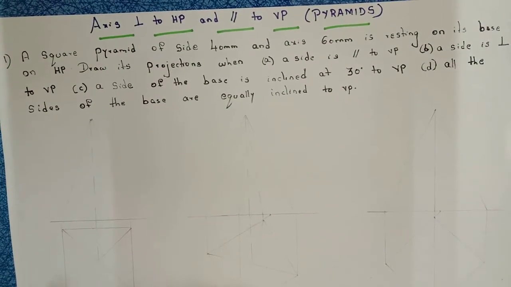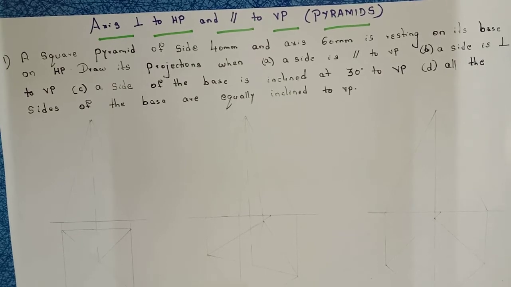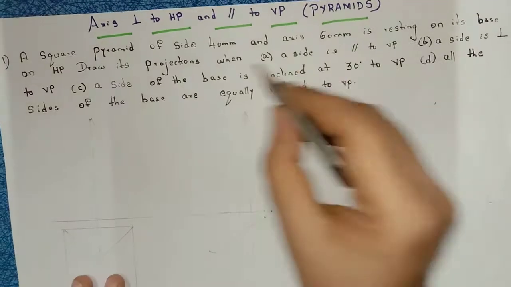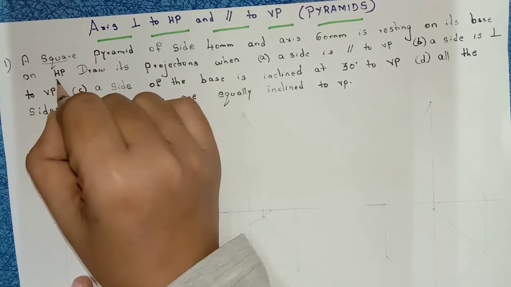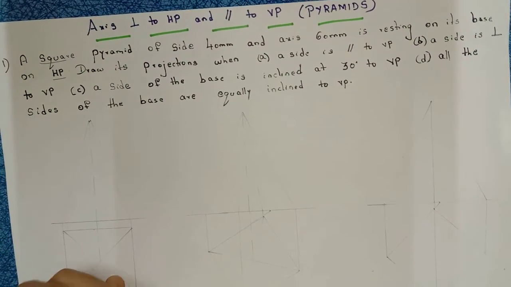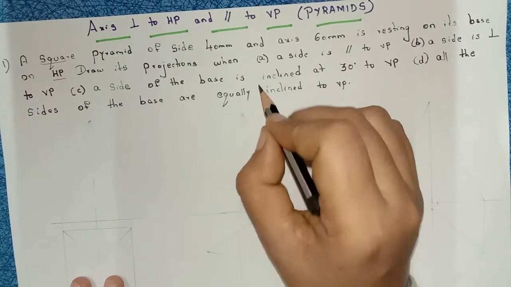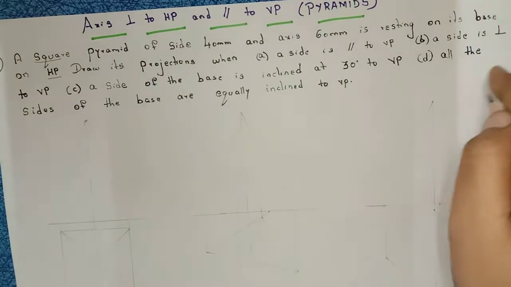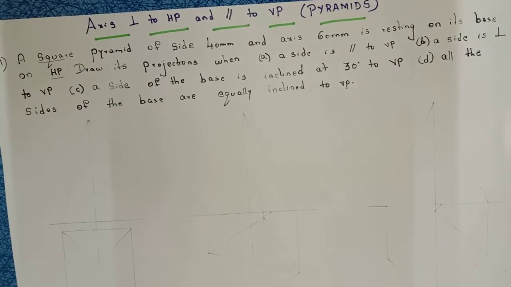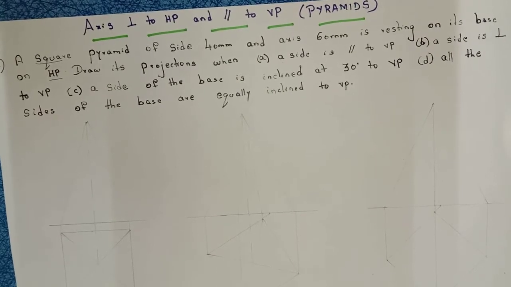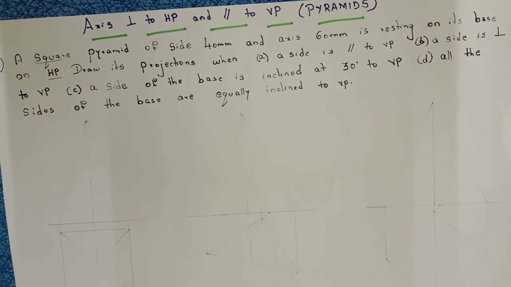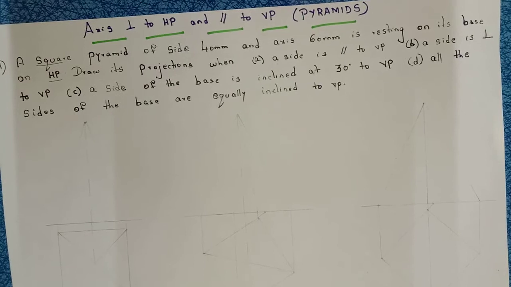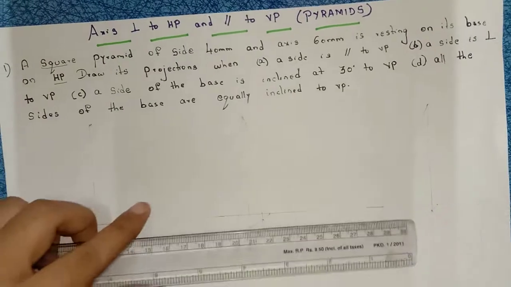In this question, they clearly mention that you have to construct the square pyramid. The side of the square is 40 mm and the axis is 60 mm. You have to construct the square on HP. Here they mention the A, B, C, D bits. A bit is one of the sides is parallel to VP. B bit is one of the sides is perpendicular to VP. So let us see how to solve this problem. In this question they didn't mention any distances. So as usual, if they didn't mention any distances, you have to leave a 5 mm gap. Let us see how to construct this problem.